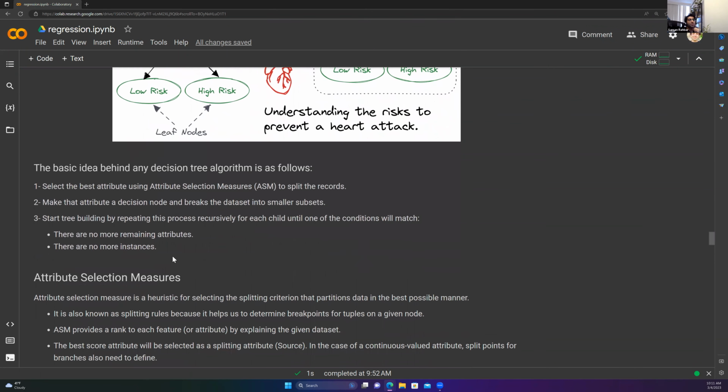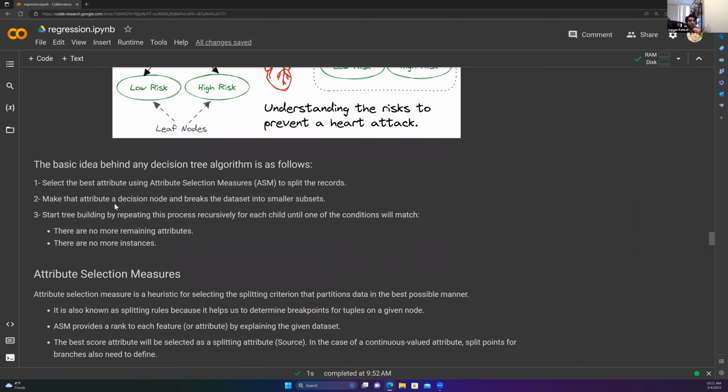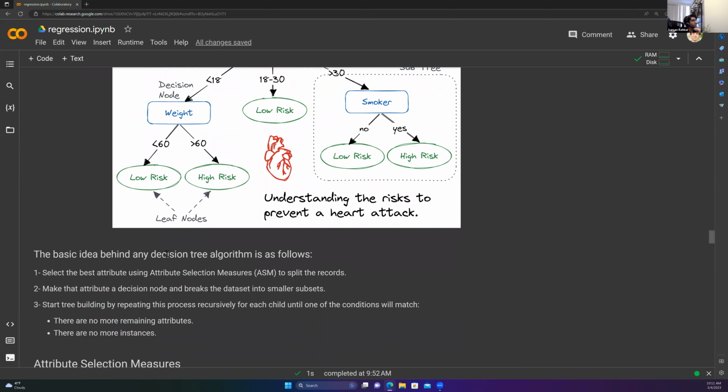So the idea is simple. The idea behind decision trees is really simple. You select the best attributes using an attribute selection measure, ASM, to split the records. I'll talk about this one. Again, don't freak out if you don't know what this one is.